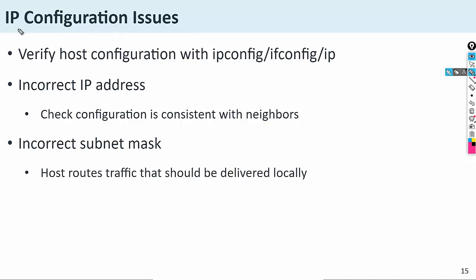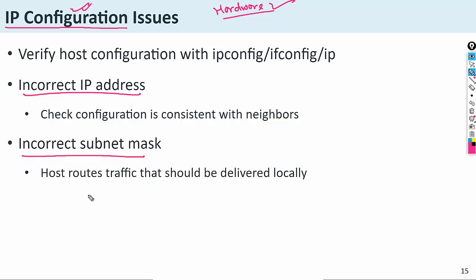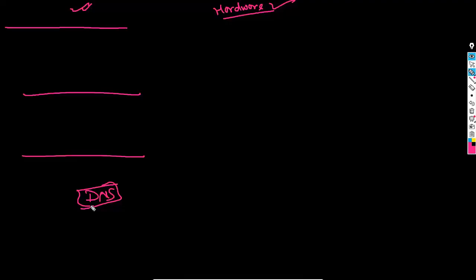And the logical problem we will consider is the IP configuration issue. If your hardware is working properly, fine, then there is a possibility of a configuration issue. So what are the configuration issues? Maybe an incorrect IP address, incorrect subnet mask, or incorrect DNS. So how can you check?